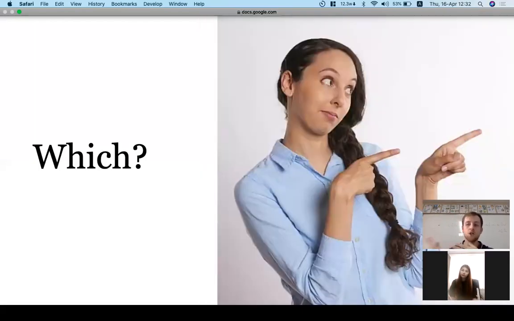Which, so which can be used in relationship to a person or to a subject. Like which book do you like, or which singer is your favorite? If you have a choice of singers, like there are 1, 2, 3, 4 of them, and we ask which one, is it the first one or the second one, which one is the best, for example.